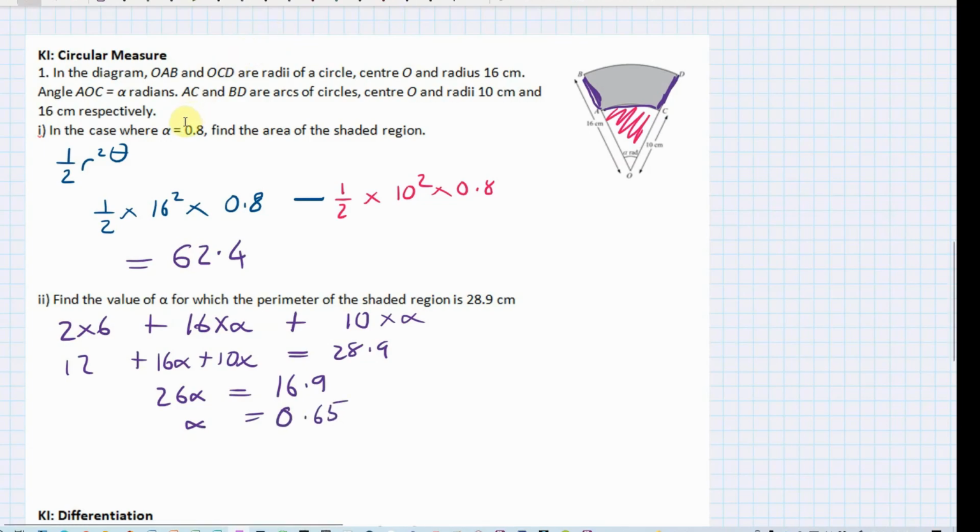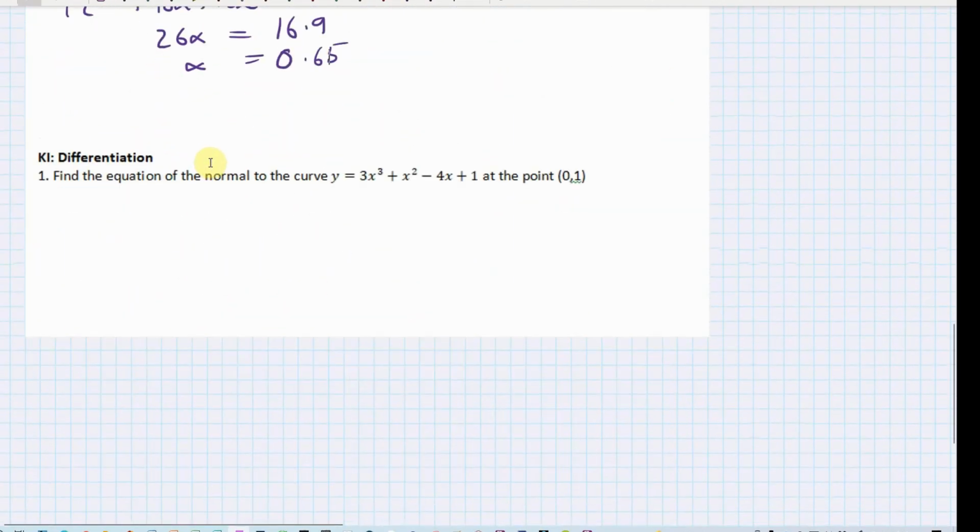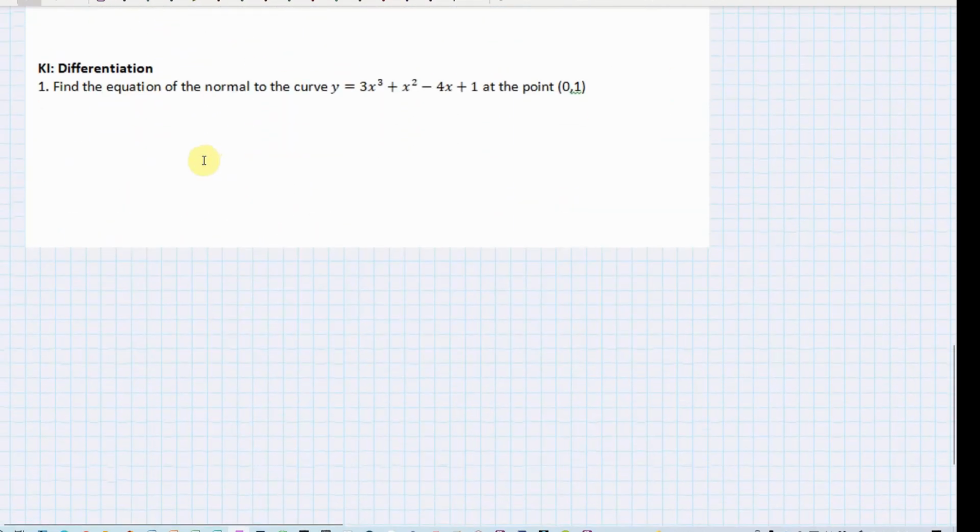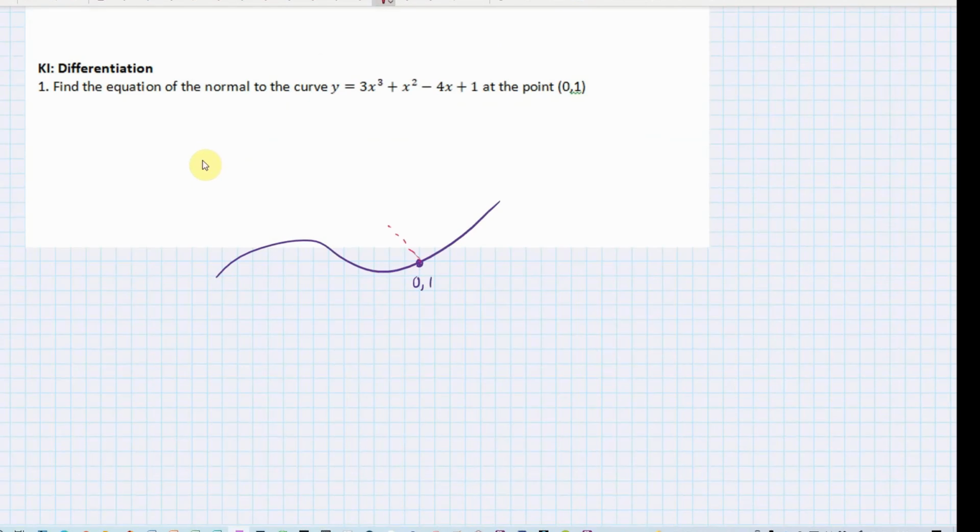Okay, there we go. Moving on to our differentiation question. We've got to find the equation of the normal to the curve at point 0, 1. Okay, let's say you've got a curve that looks something like this, and this is 0, 1, just say for argument's sake. The normal will be going perpendicular to that gradient. So what we're going to do is find the gradient at this point here by finding dy/dx. Then we're going to do the negative reciprocal of it.